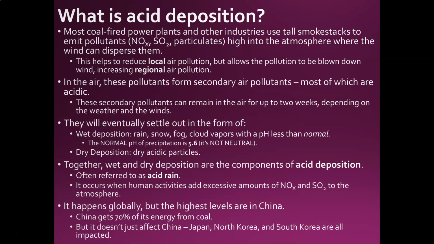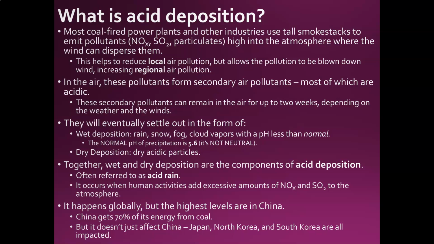Once they get in the air, these things put out by smokestacks are going to turn into secondary air pollutants. Remember, primary air pollutants were the originally emitted pollutant, like the nitrogen oxides or the sulfur dioxide or the particulates. Secondary air pollutants are where our primary pollutant mixes with something and becomes something else. What we're going to focus on today is these nitrogen oxides and sulfur dioxide mixing with rain and forming acid rain.